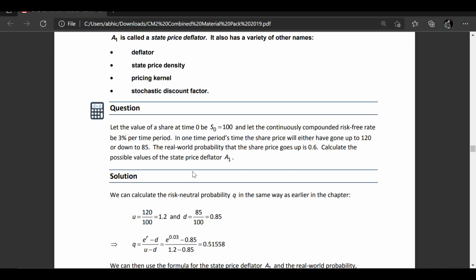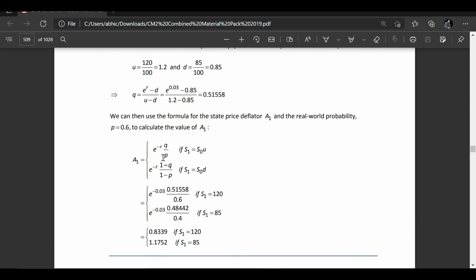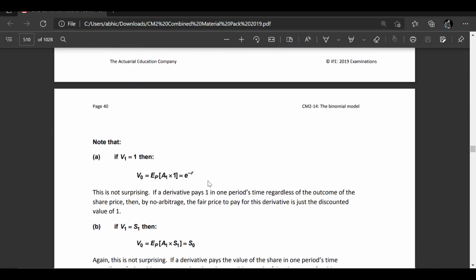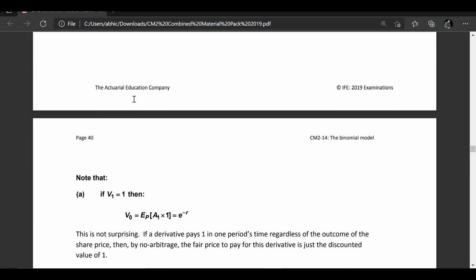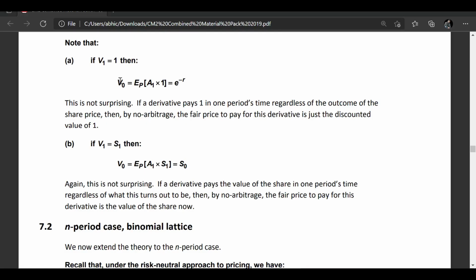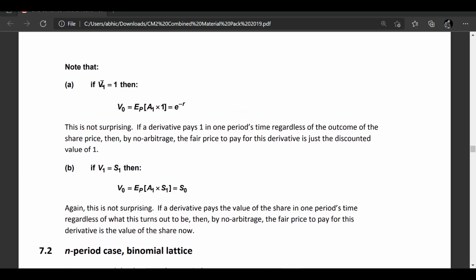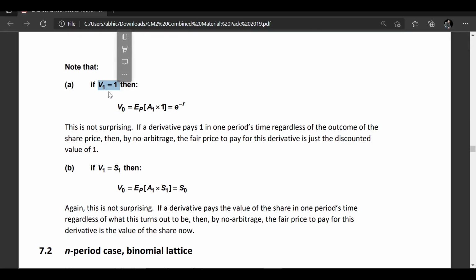Okay, so using u, d and r you can calculate the risk neutral probability, and once you have that you can actually calculate the value of A1 using the definition. So just look at the solution, it's super straightforward. Now they're stating a couple of things. So they're saying V1 is equal to 1. Now they're talking about a few particular cases. The first case is if V1 is equal to 1, that is the value of the derivative at time 1 is certainly equal to 1.